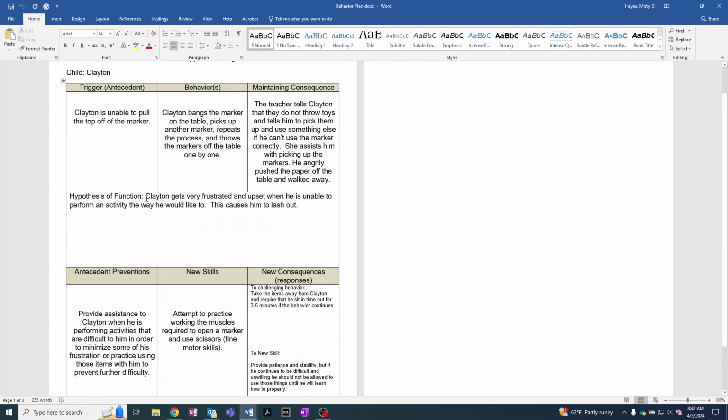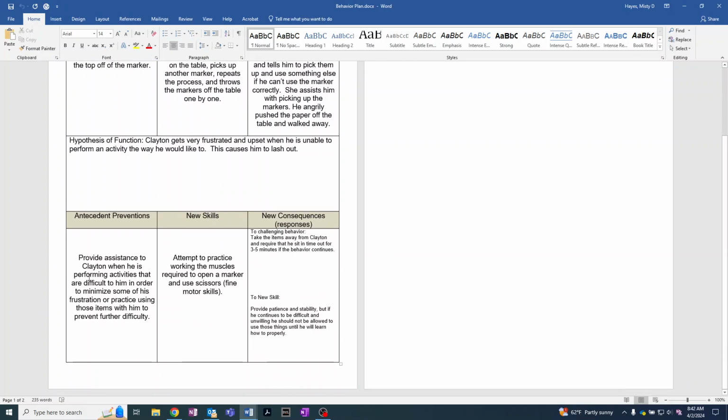How can we prevent these triggers? Well, we can provide assistance to Clayton when he's performing activities that are difficult for him in order to minimize some of this frustration, because the frustration is what's causing him to lash out. That's what they said that you could do. Obviously, there's more than one prevention you can use. This is what the student chose to put.